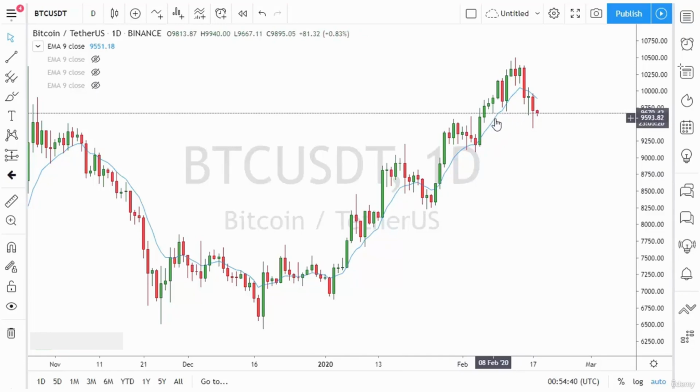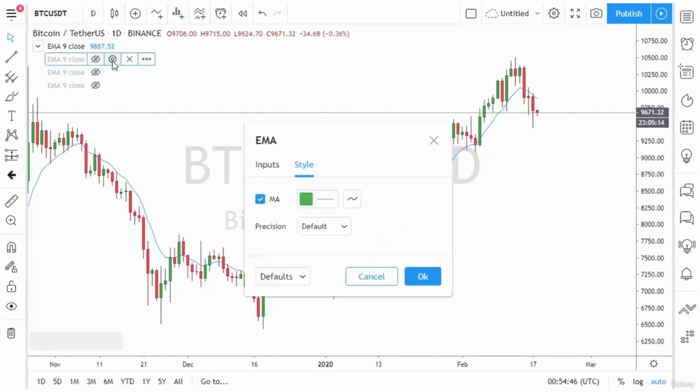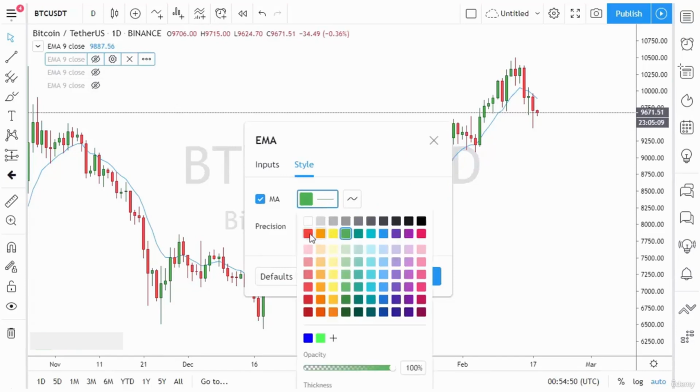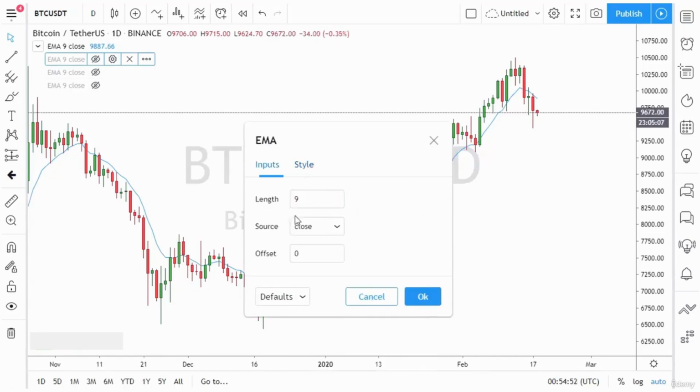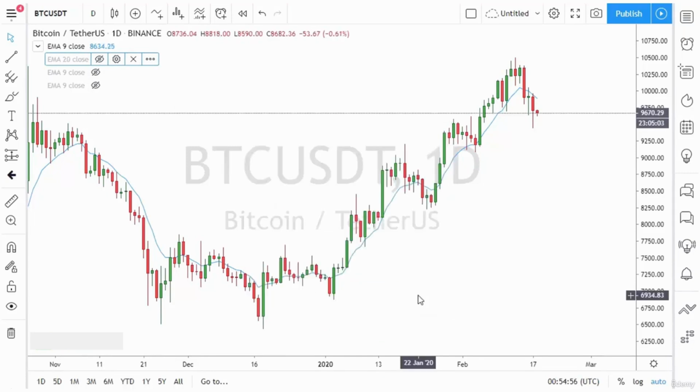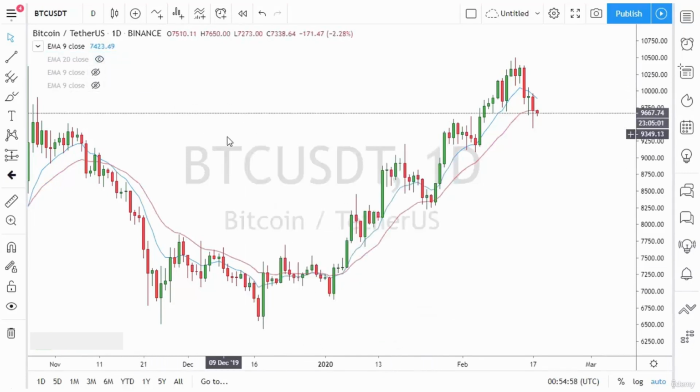You can also put other moving averages on. So for example, let's go to this next one. Click settings. Change the color to red, make it a little bit more easy to see. Input will change to 20. So this would measure the last 20 candlesticks. It's a little slower, and therefore it gives you a little bit of a longer term outlook.